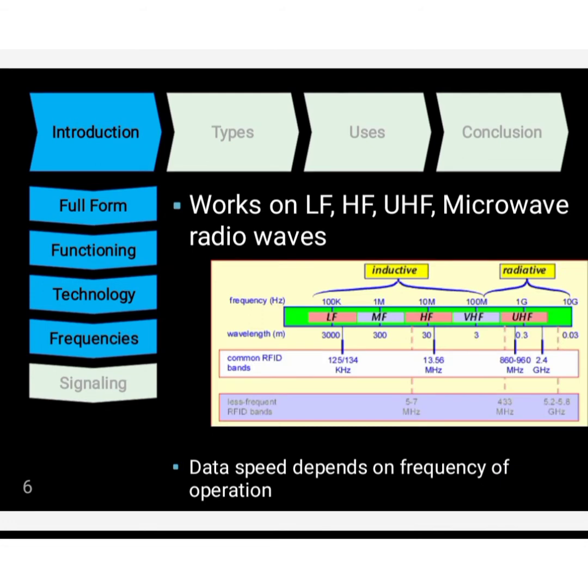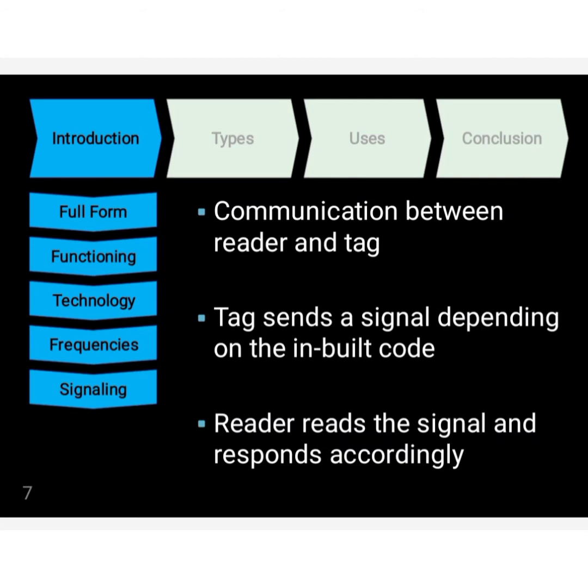Moving on to the frequencies on which RFID works. These three frequencies are 125 kilohertz, 13.5 megahertz, and 2.4 gigahertz. Why has RFID selected these three frequencies? Because these are free. Anyone can use them, and anyone can communicate through these frequencies. That's why these three frequencies were selected for the RFID chip.